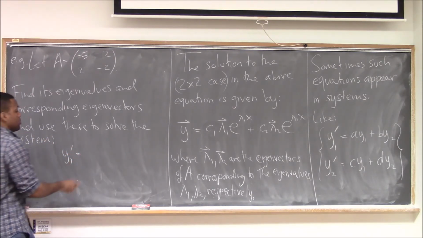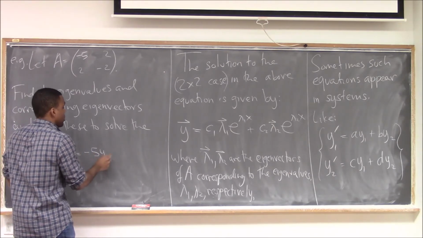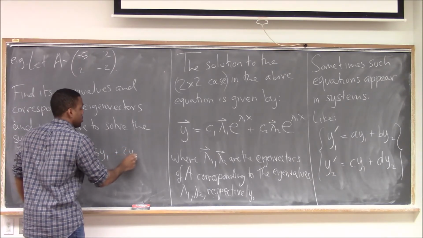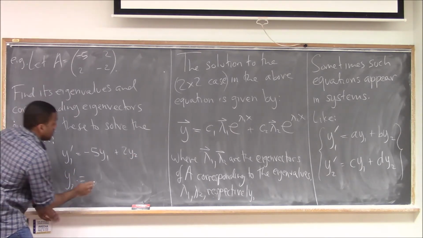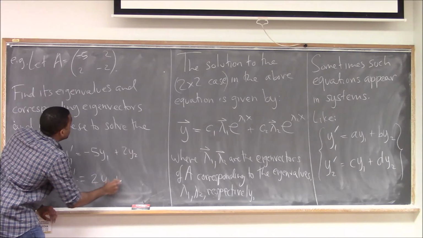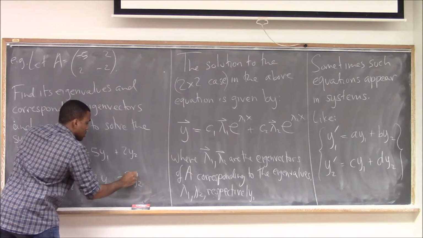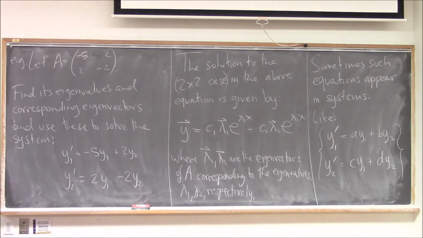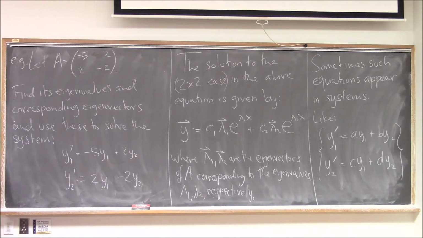y1 prime is equal to minus 5y1 plus 2y2, and y2 prime is equal to 2y1 minus 2y2. So I have two functions, and if I take their linear combination in this form, that's actually the derivative of the first one. Their linear combination in this form is the derivative of the second.